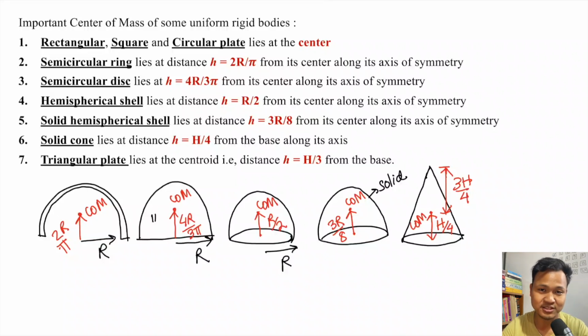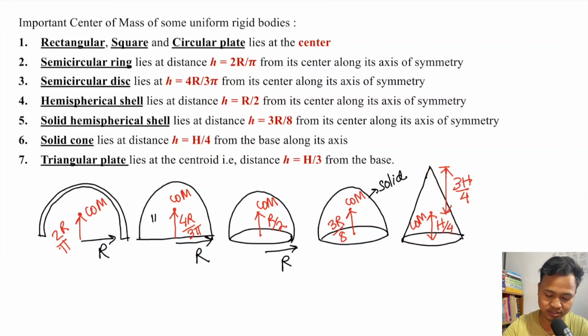I didn't know the template, right? So don't make the same mistake. For a solid cone, the center of mass is at a height of h by 4 from the base. They can also ask you from the apex or from the tip, so they can also ask you this one.